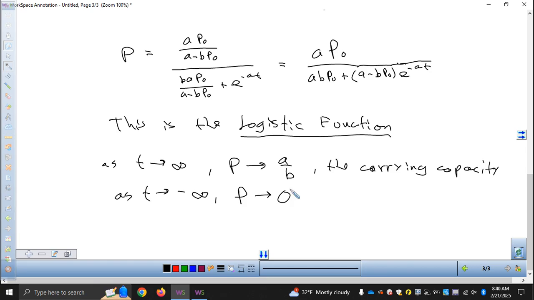Yes? Wouldn't it approach 1 over B because there's that A in the numerator and denominator? Did I do something wrong here?